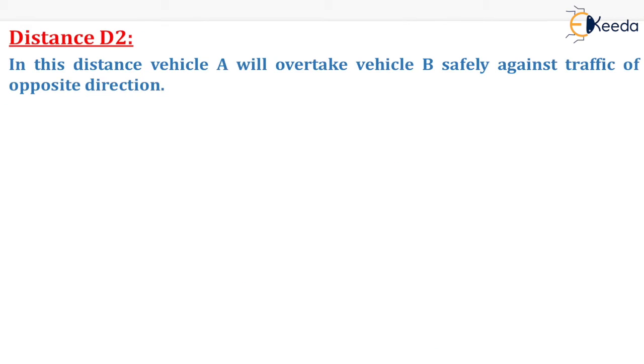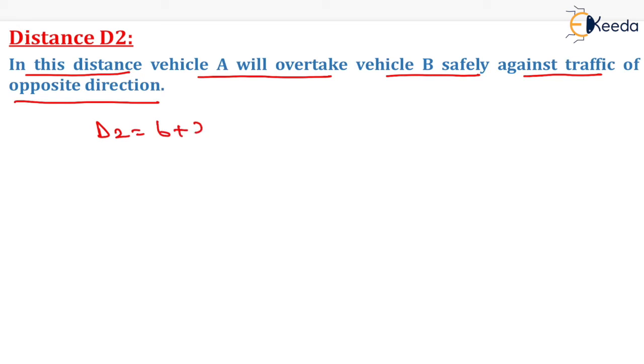Now distance D2. In this distance, vehicle A will overtake vehicle B safely against traffic of the opposite direction. D2 will be equal to b plus 2S. Now b is the distance traveled by vehicle B, so it will be equal to VB into capital T, because vehicle B will travel distance small b in time capital T. Plus 2S, it will be the distance D2.